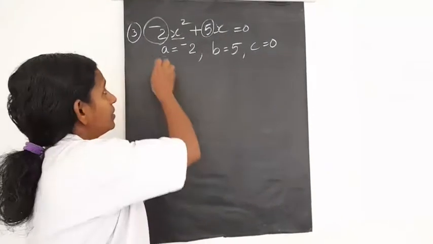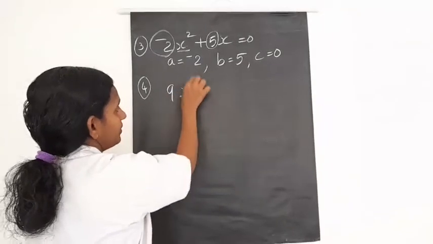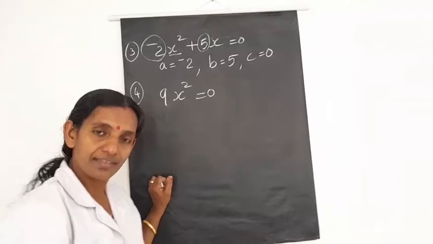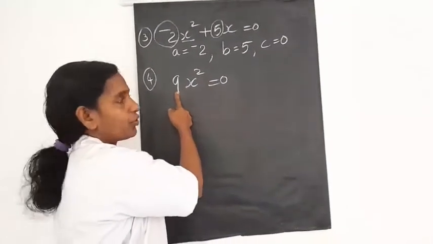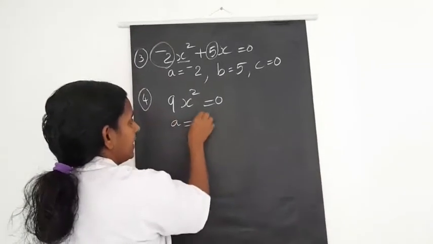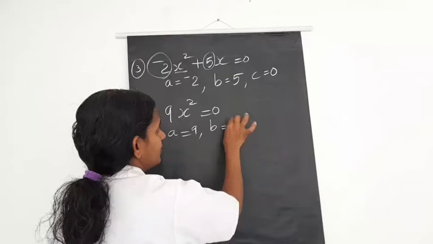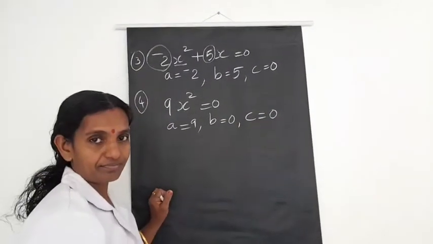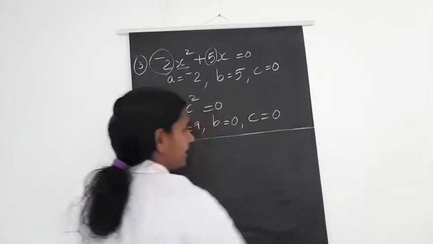Okay. So another example we can see: 9x square equal to 0. Whether it is a quadratic equation? Yes, or we can say this a is not equal to 0. So in this case a equal to 9, b equal to what? 0, c equal to that also 0. Can you understand?